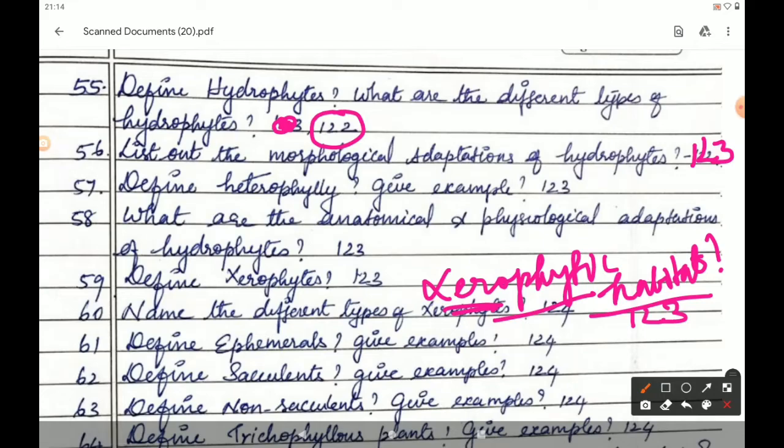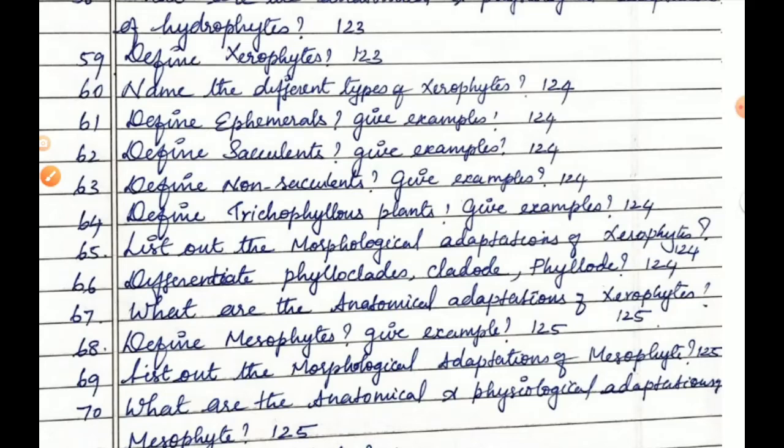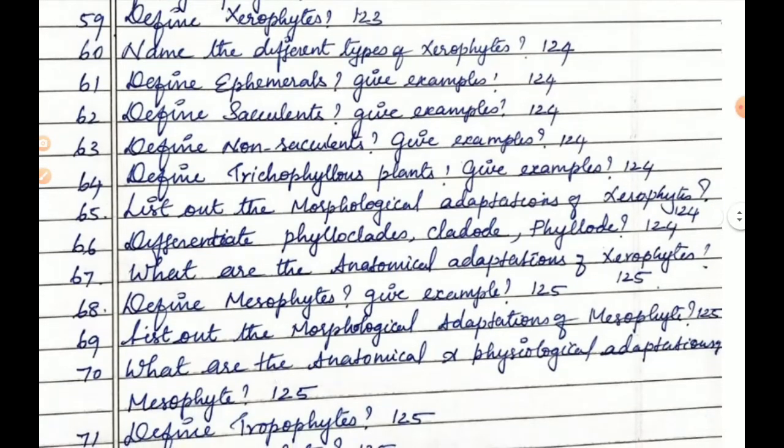Next question, question number 63. Define non-succulent and give example. The 63rd question we have finished. Then the 64th question: define trichophilous plant, give example. Page number 124, it is given in page number 124.